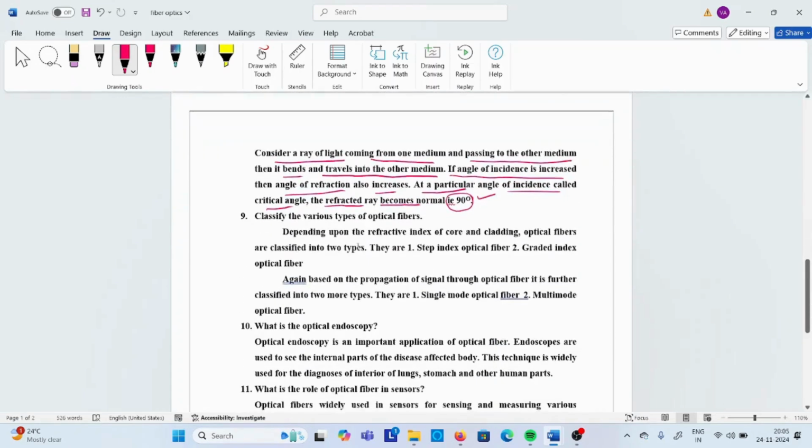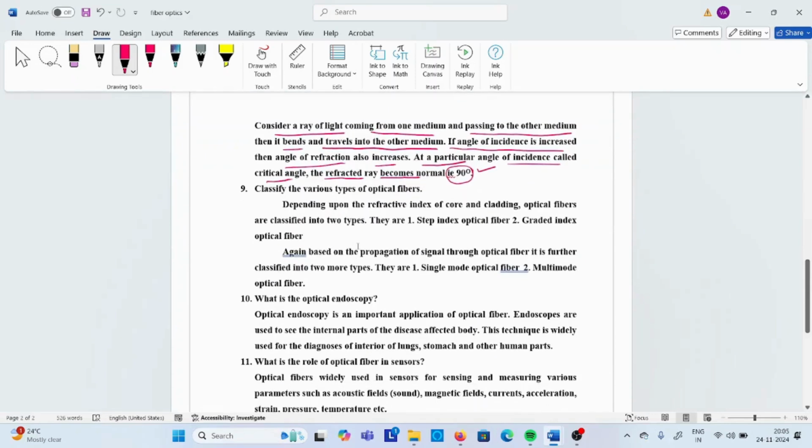Then another question is, classify the various types of optical fiber. Depending on the manufacturing of the optical fiber using different materials, we can classify optical fibers into two types. Number one is based on the refractive index of the core and cladding, and the second category is based on how many signals pass through the optical fiber. We can categorize into two types.